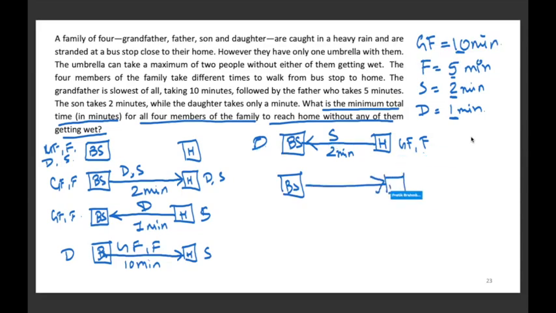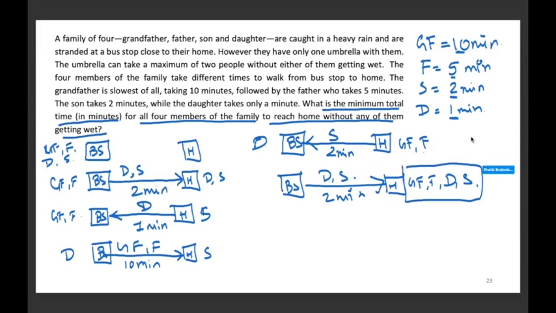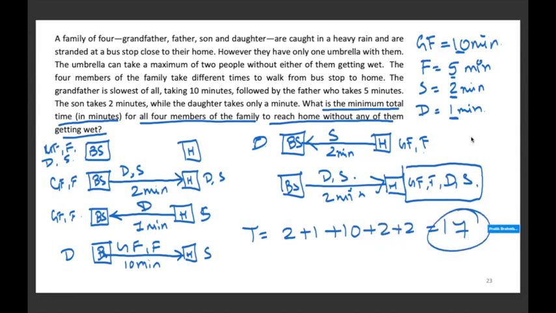Already grandfather and father are at home. The grandfather, father, daughter, and son will reach home. And here in this step, the daughter and the son go in 2 minutes from the bus stop. Okay. So this is the last step at which everybody reaches home after 2 minutes. So the total time taken will be 2 plus 1 plus 10 plus 2 plus 2, which comes to 17 minutes. Okay.